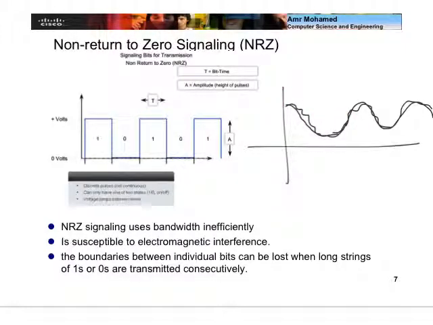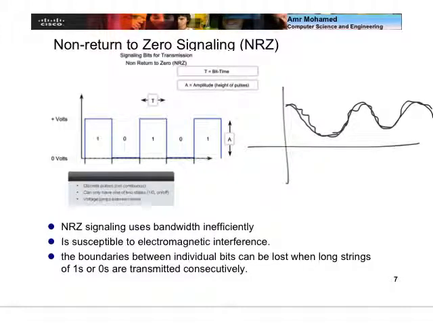Why? Because sometimes the difference between this high amplitude and this low amplitude tends to shrink a little bit. So sometimes for the receiver, it's hard to distinguish the one from the zero, because they tend to have close amplitudes. So sometimes you may incorrectly decode the one as zero or the zero as one. Okay? So this type of signaling scheme, even though it's simple, is prone to electromagnetic interference.